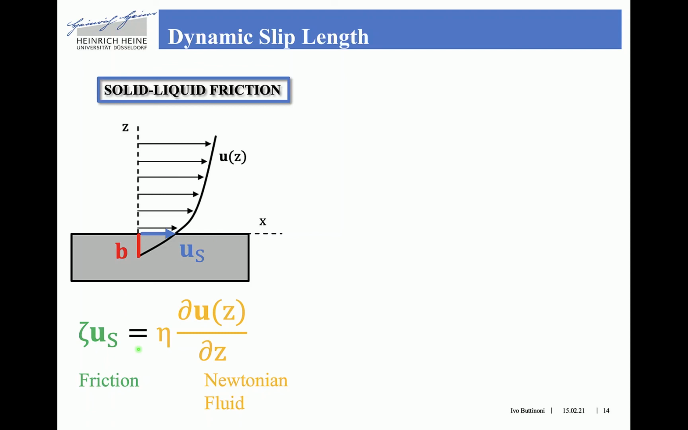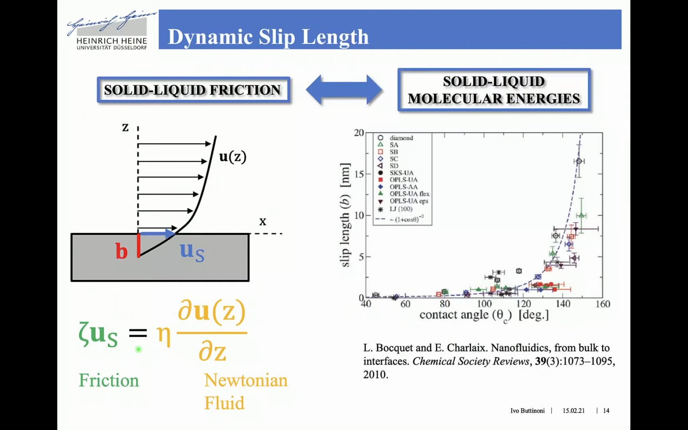This slip velocity, or equivalently this slip length, is related to the solid-liquid molecular energy, and therefore it is related to the wettability or contact angle of the surface. For highly hydrophobic surfaces, in this region here, the slip length can reach a value of up to 20 or even 30 nanometers, and therefore affect any fluid transport that occurs in the vicinity of the surface.